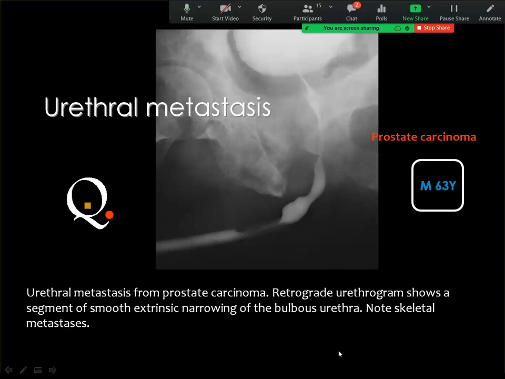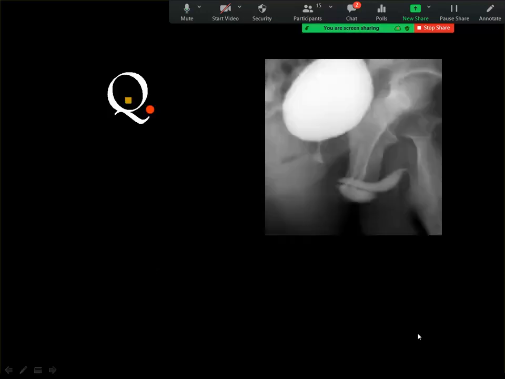Then you may say, how can the prostatic cancer reach the urethra? It's by blood-borne metastasis. Then whenever you know that the patient had the primary malignancy, you should think first of metastatic deposits. Then whenever you are asked about the differential diagnosis, you can mention anything else. And next case.